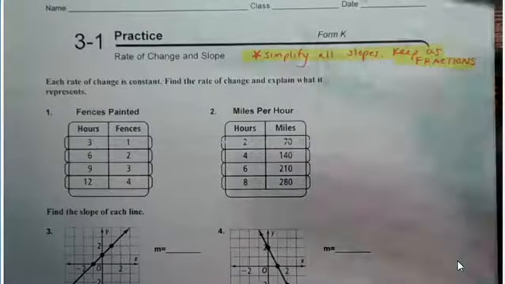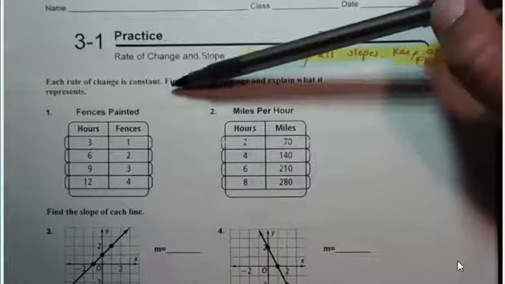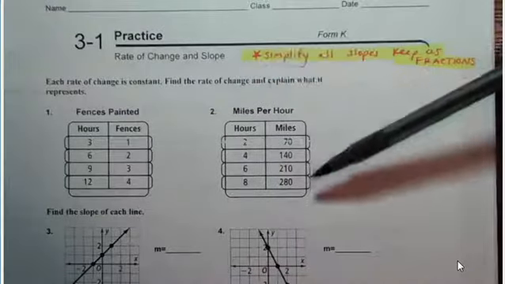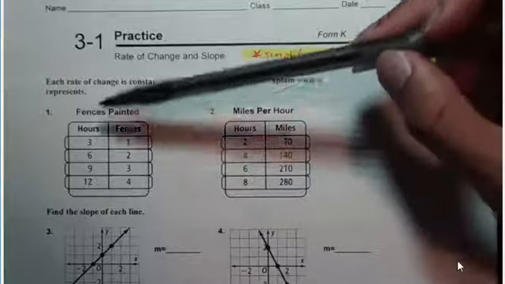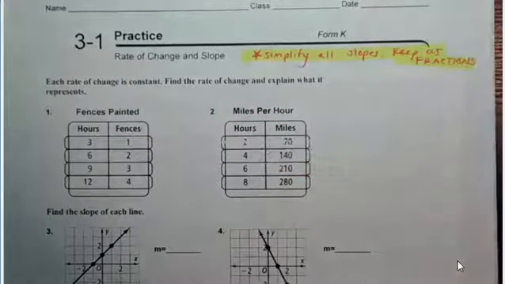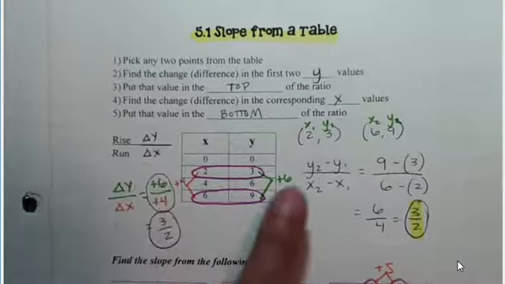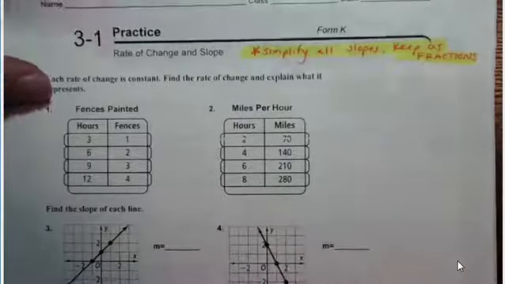1 and 2, it says, find the rate of change. Each rate of change is constant. Find the rate of change and explain what it represents. So you're given a table here. Remember in our notes from yesterday's class, okay, here is slope from a table. I can either find the change of y over change of x, or I can use my formula. Either way, I don't care how you do it, you must show me your work.